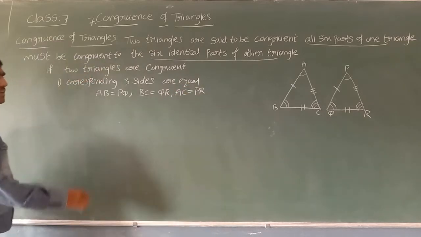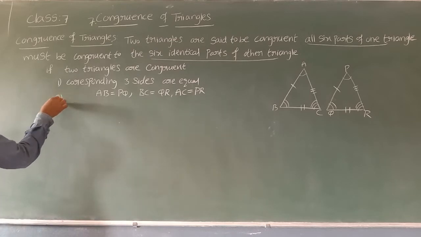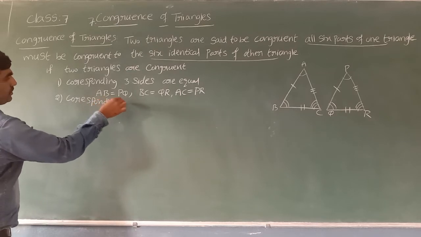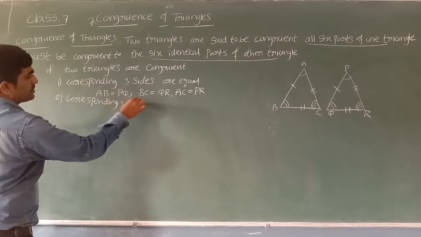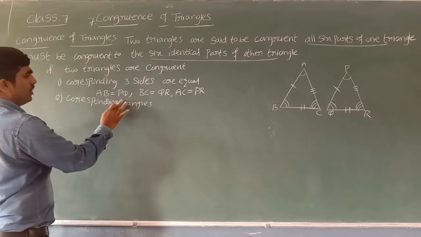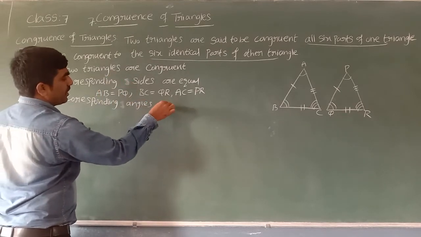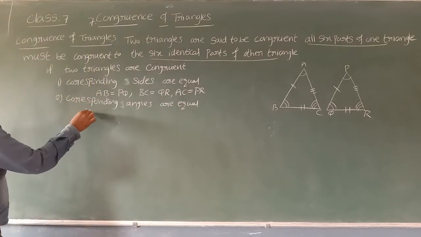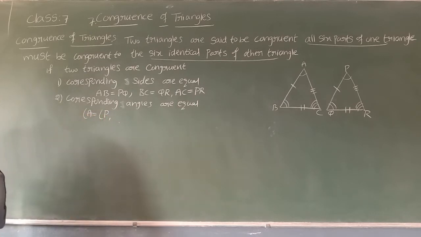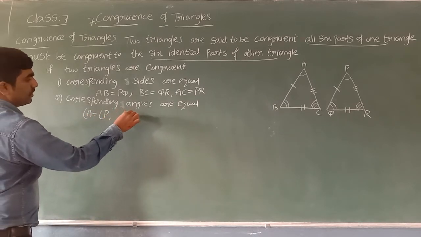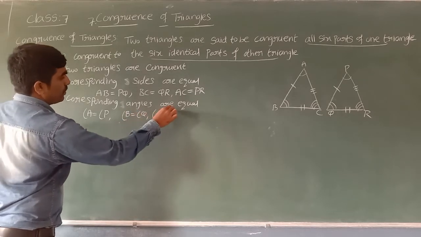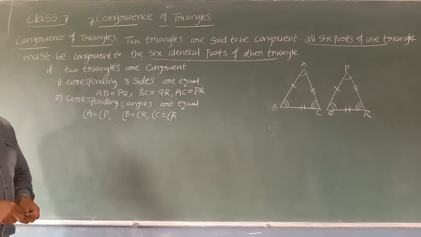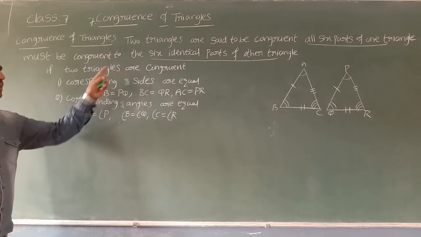So not only corresponding sides, corresponding angles are also equal. Yes, we can write here corresponding angles are equal. What are the corresponding angles? Angle A is on top, and P is also on top. Angle A is equal to angle P. Angle B is equal to angle Q. Angle C is equal to angle R. Corresponding sides equal, corresponding angles equal, then we can say that two triangles are congruent.